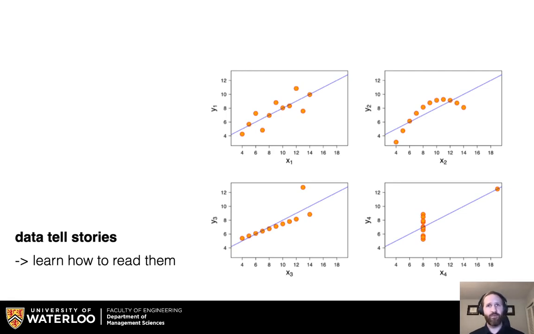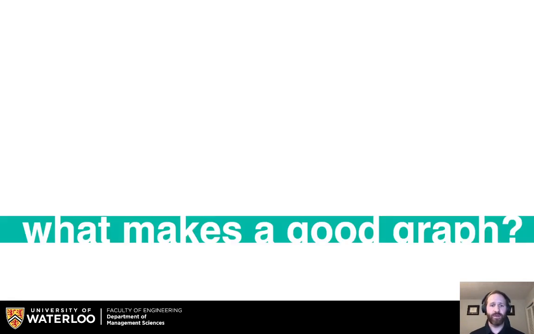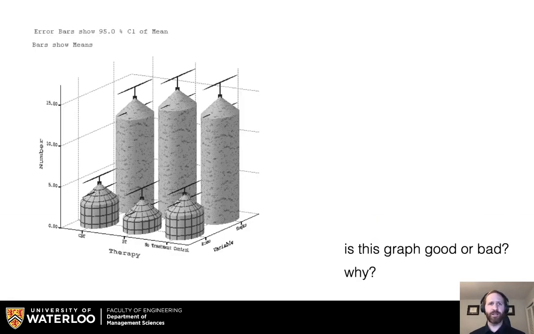So now that we think that we might want to graph this data, what makes a good graph? Well, let's take a look at one example. Is this graph good or bad, and why? Take a second and make a guess. First of all, I would say it's a bad graph. It's 3D, which means it's hard to see values and compare.